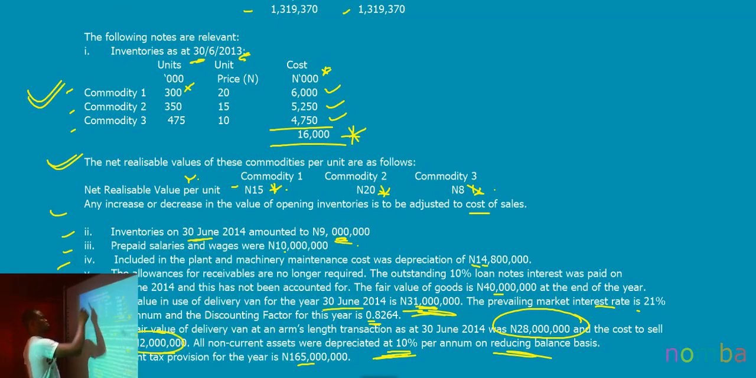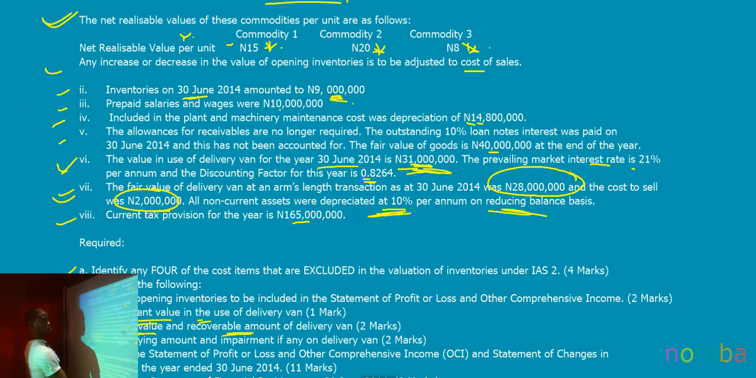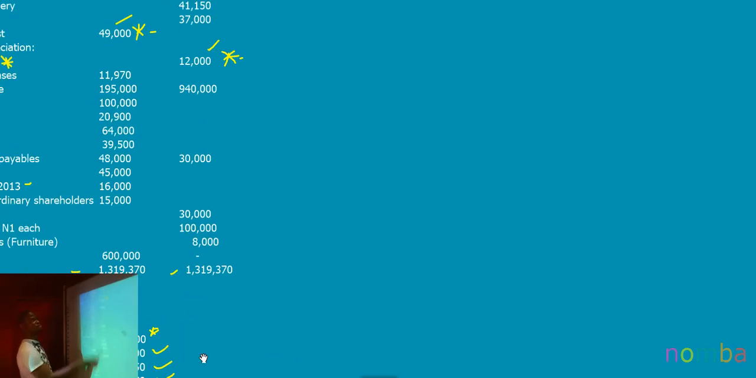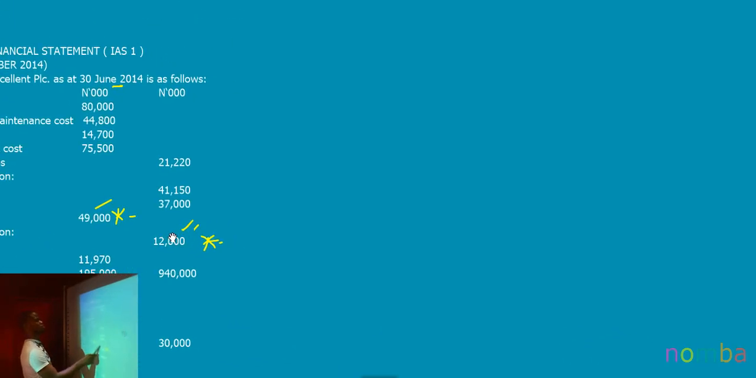In here, we have been able to determine the value of opening inventory, which we determined as part of requirement A, and requirement B gives us the value of the closing inventory. This requirement C is pointing us to the fact that there is a prepaid salaries and wages. So let me go to my workings and show you how we adjust for that.